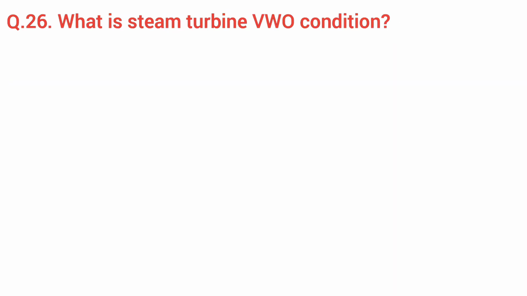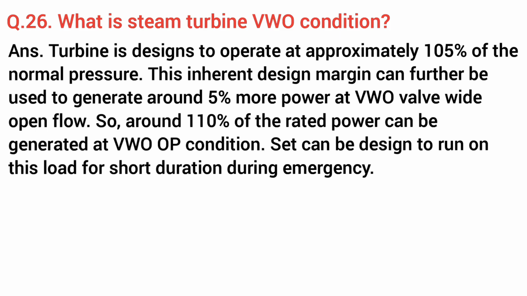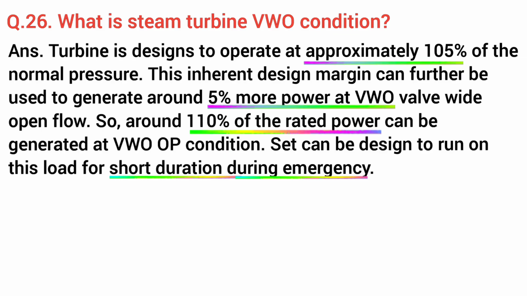What is steam turbine VWO condition? Turbine is designed to operate at approximately 105% of the normal pressure. This inherent design margin can further be used to generate around 5% more power at VWO, valve wide open, flow. So around 110% of the rated power can be generated at VWO condition. The set can be designed to run on this load for short duration during emergency.